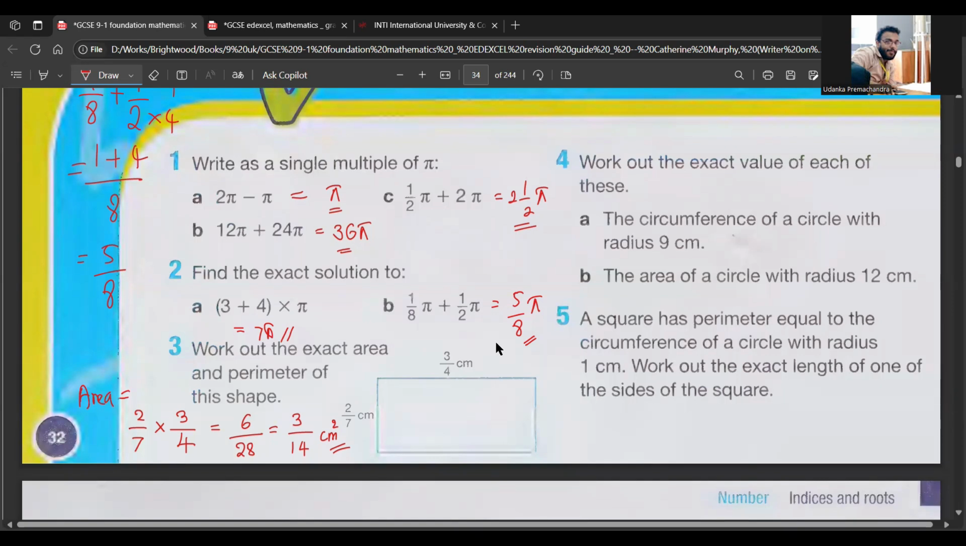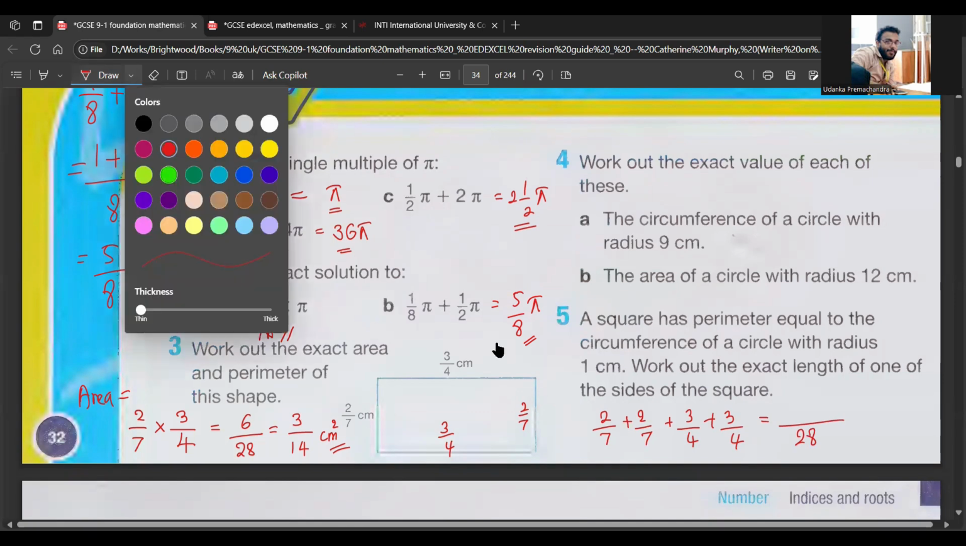So if this one is 2 over 7, this one is also 2 over 7. If this one is 3 over 4, this one is also 3 over 4. Now you have to add. There are two 2 over 7, 2 over 7 plus 2 over 7. And there are two 3 over 4, 3 over 4 plus 3 over 4. You have to add all. When you're adding 7 and 4, what is the common denominator? Again, 28. Now add.